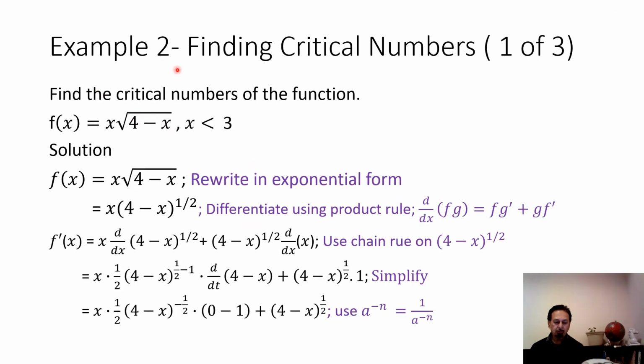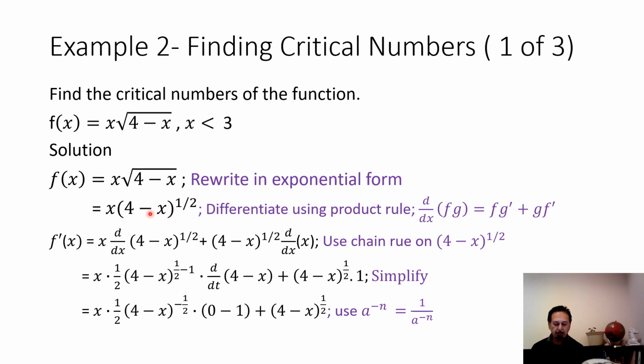So example 2, find the critical numbers of the function f of x equals x times the square root of 4 minus x, where x is less than 3. So let's start with f of x equal to x times the square root of 4 minus x. Let's rewrite the radical in exponential form. So f of x becomes x times (4 minus x) to the power 1/2.